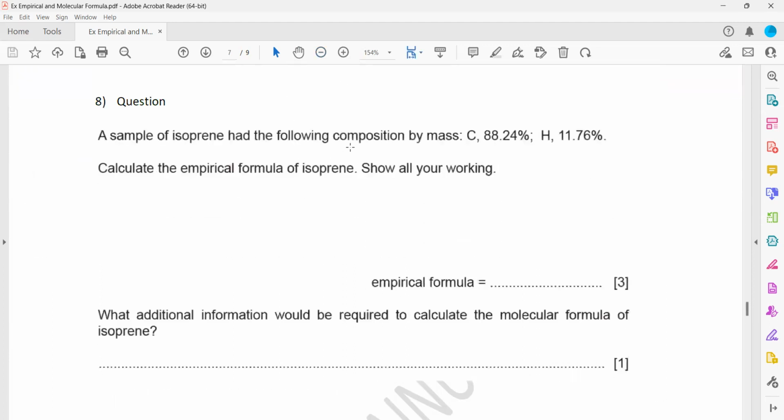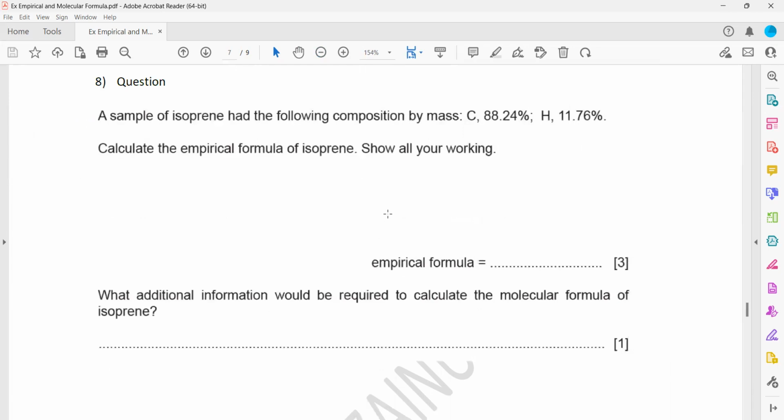So a sample of isoprene had the following composition, carbon and hydrogen. You have to work out the empirical formula and what additional information is needed if you want to find the molecular formula. We need the molecular mass. And how to work out the empirical formula. So it contains carbon and hydrogen. Carbon is 88.24 and hydrogen is 11.76.